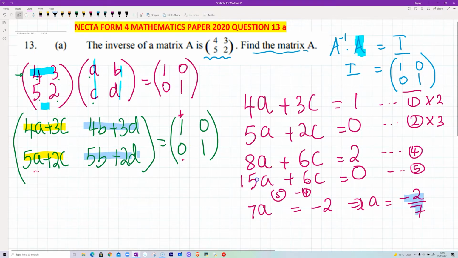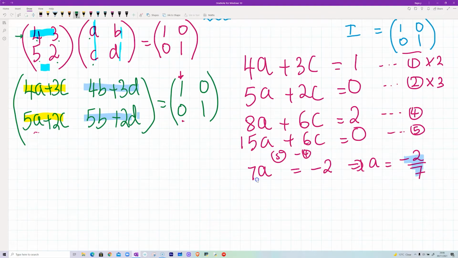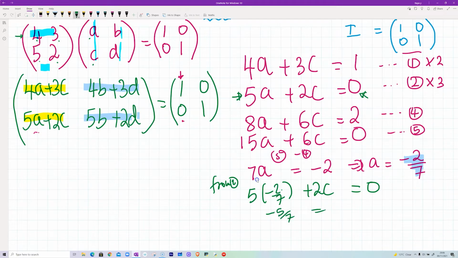Let's use an equation to find C. I'm going to use equation 2 because it has a 0, so it's easy to work out. I know A is -2/7, so 5 times -2/7 plus 2C is equal to 0. You can divide by 2 throughout, and if you rearrange, you get -5/7 equals -C. The negative goes, so therefore C is equal to 5/7. That is our second number.